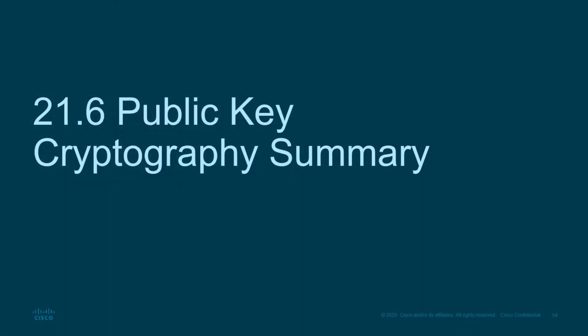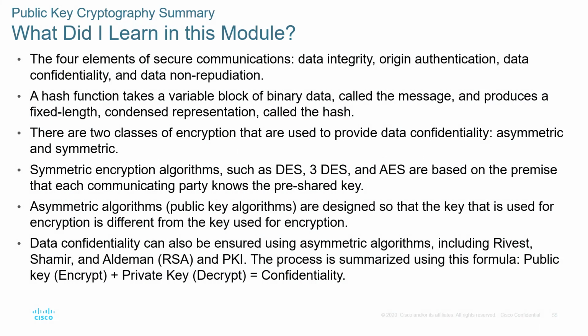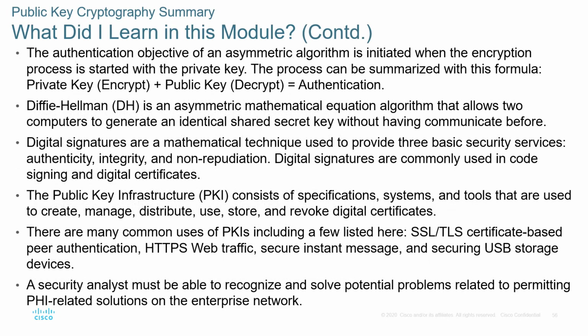Alright, so we are wrapping up our cryptography summary. We looked at a ton of things. We looked at the elements of cryptography: integrity, authentication, confidentiality, non-repudiation. We looked at hashing and hashing messages. We looked at different types of encryption, asymmetric versus symmetric. We looked at different protocols, DES, triple DES, AES versus RSA, and the PKI model. We looked at public key encryption, private key decryption for confidentiality, and private key for encryption, public key for decryption for authentication.